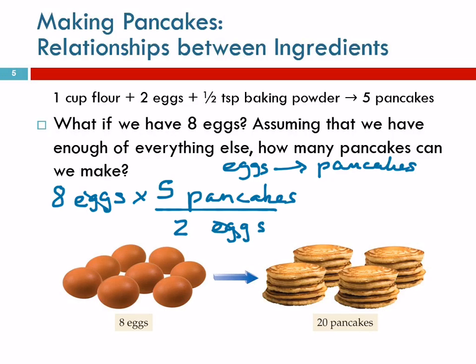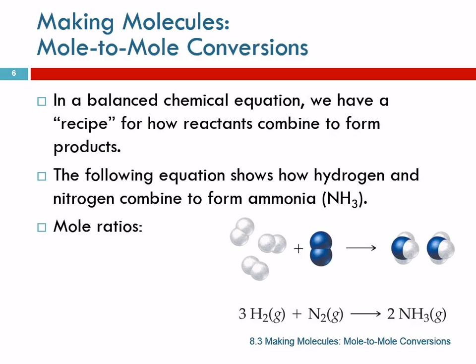The relationship between pancakes and eggs comes from the recipe. I can make 5 pancakes for every 2 eggs. So 5 and 2, and then I do the math, 8 times 5 divided by 2, I get 20 pancakes. Do you see how I did that? Okay, this is dimensional analysis, just applied in a different way. The units are going to tell us what to do, and we're going to use balanced chemical equations to give us relationships. Any questions yet?